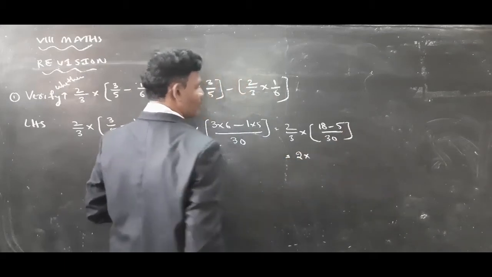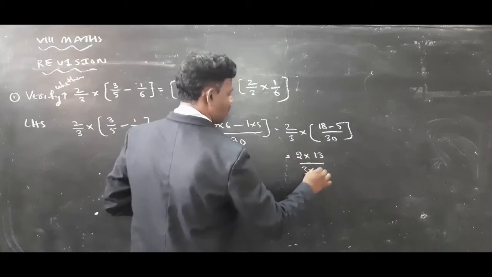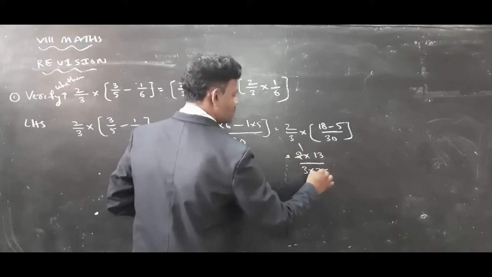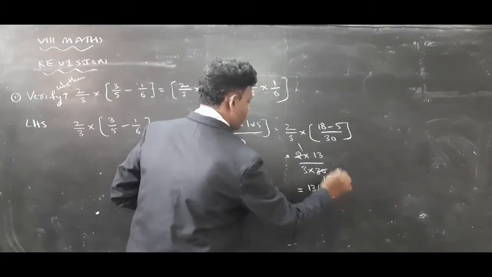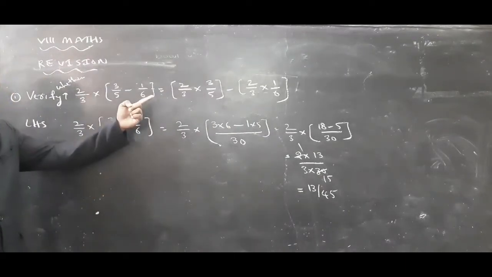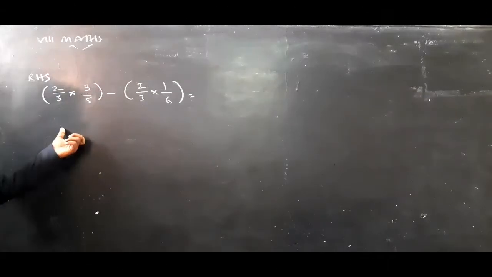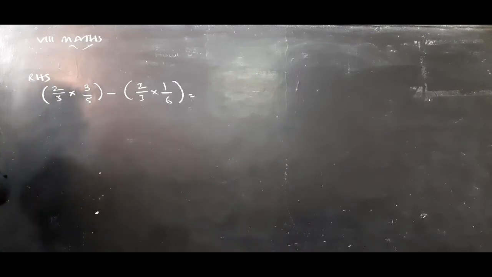So 2 into (18 − 5) over 3 into 30. 2 ones are 2, 15s are 15. So what is the answer? 13/45. The answer of the LHS is 13/45. Next you have to find the value of the RHS. What is the RHS? 2/3 × 3/5 − 2/3 × 1/6.